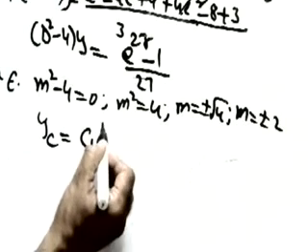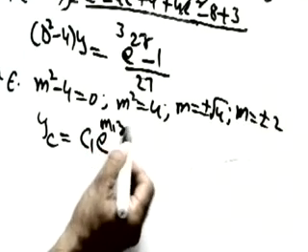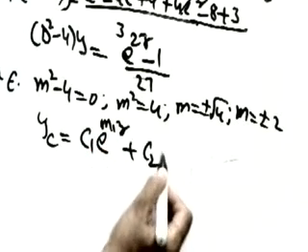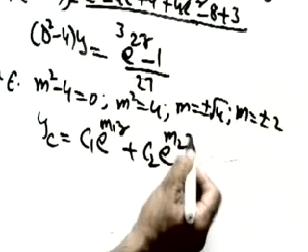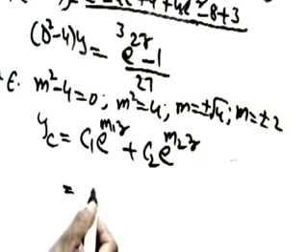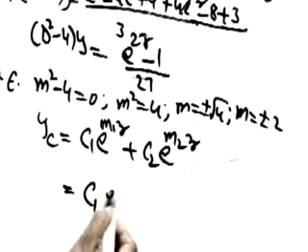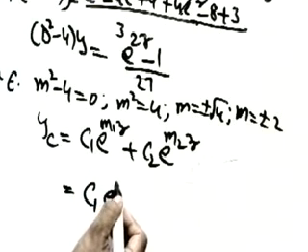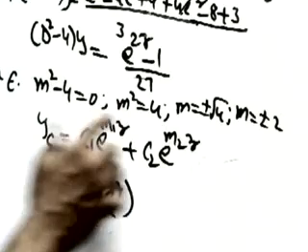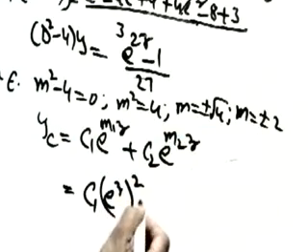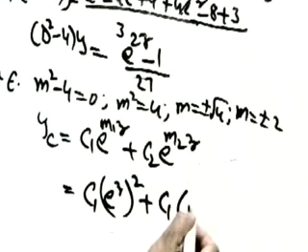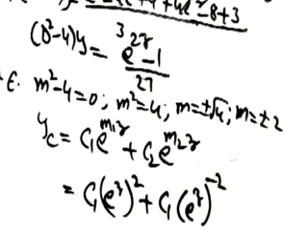Therefore the complementary function is c1 e power m1, in place of x you must write z, plus c2 e power m2 z. See here, I'm writing like this: c1, e power z whole power m1, M1 value suppose we take 2, plus c2 e power z whole power m2.